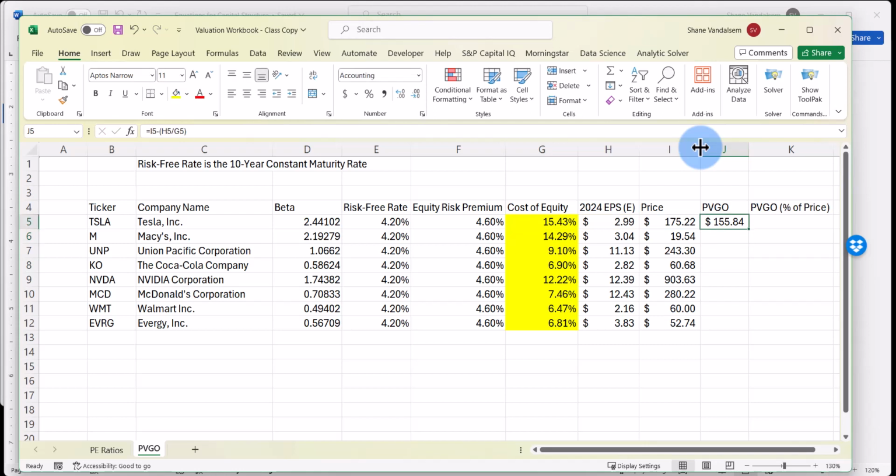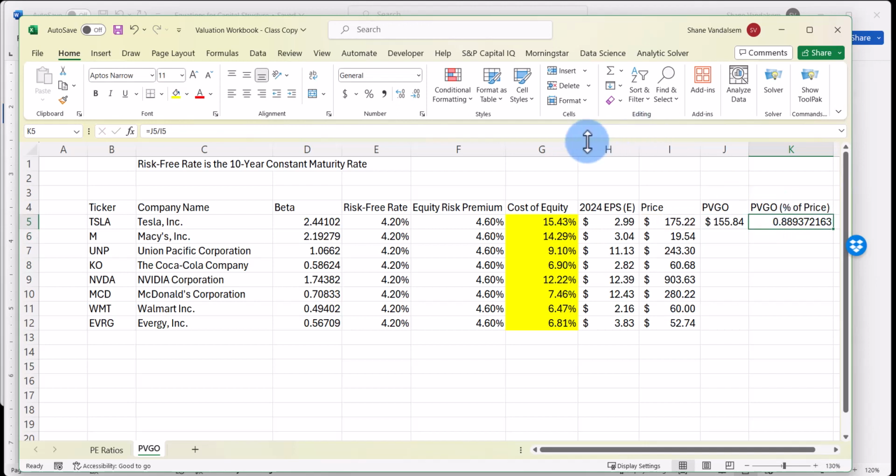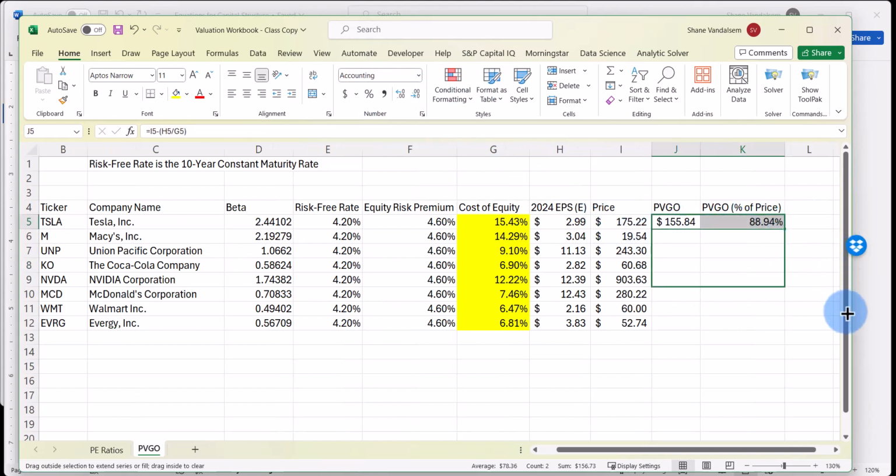So we get the present value of growth opportunities for Tesla at 155.84, and then I want to see what the present value of growth opportunities is as a percentage of the overall price of the stock right now. So I'm going to take the PVGO and divide that by the price, and I get 88.94% here, and so I'm just going to make this into a percentage. I'm going to grab both of these and drag them down.